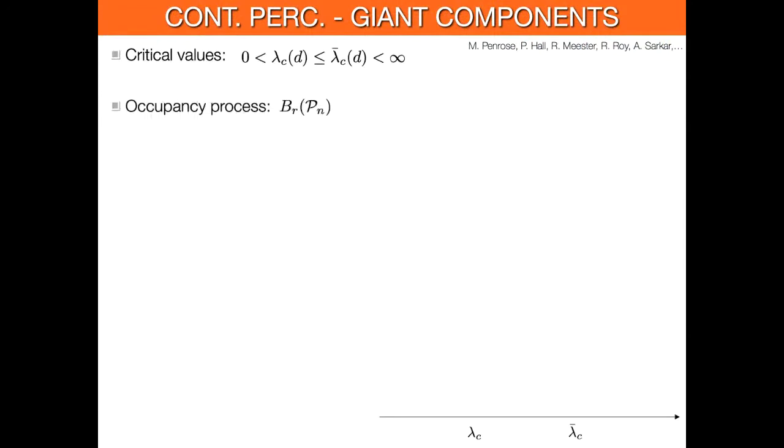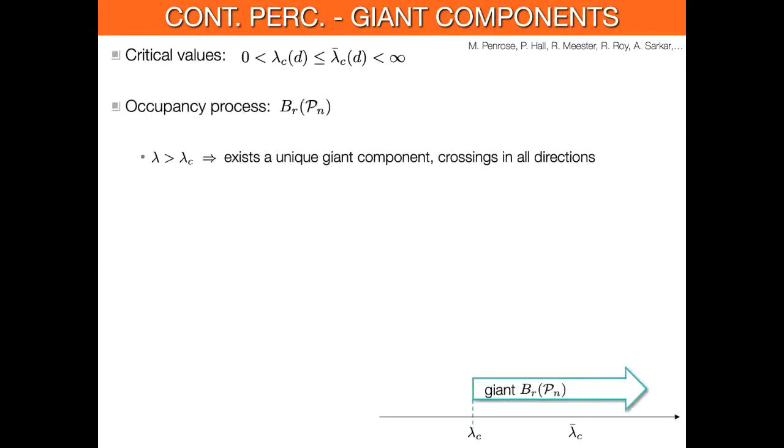So if we look at the occupancy process, the balls, then we have lambda c, the critical value. And if we're above this, then we can say that there is a unique giant component like before, and we can cross the box in all the directions. So that's everything to the right of the critical value. And if we're below that, then all the components are small. We cannot cross the box. Nothing big happens. The same thing happens to the vacancy, but in a different direction.